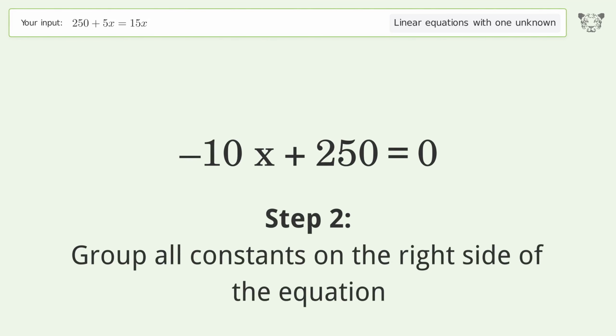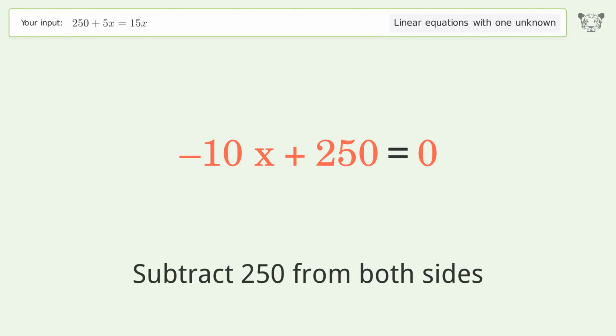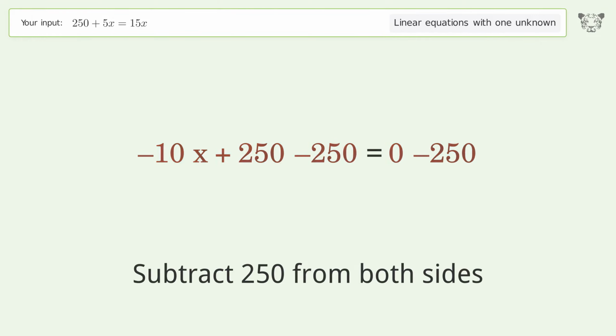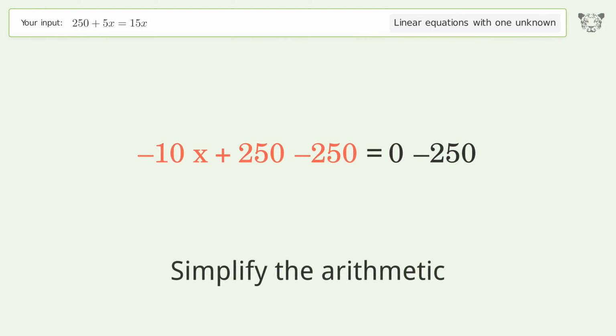Group all constants on the right side of the equation. Subtract 250 from both sides. Simplify the arithmetic.